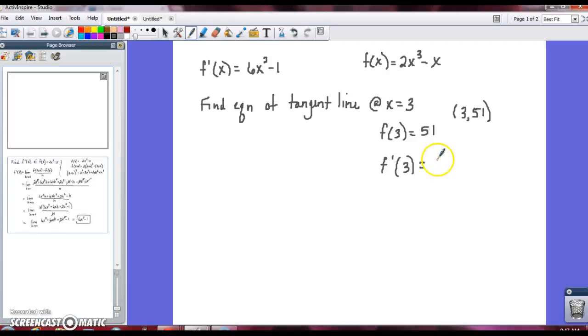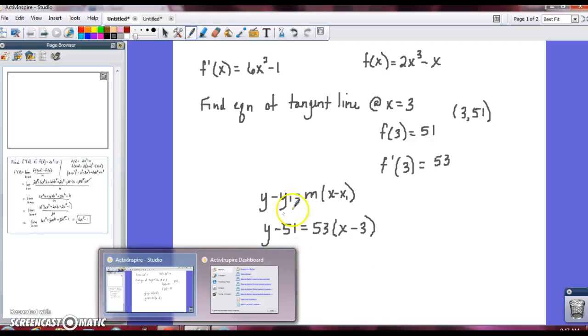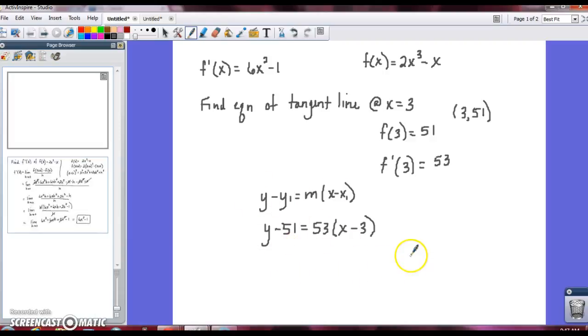If I just plug in 3 into my derivative, I end up with 53. And so then if I use my equation for the slope of a line, point-slope form, I have a point and I have the slope. So that gives me y minus 51 is equal to 53 times x minus 3. And you guys can figure out the rest from there. That's the idea behind the derivative for that.